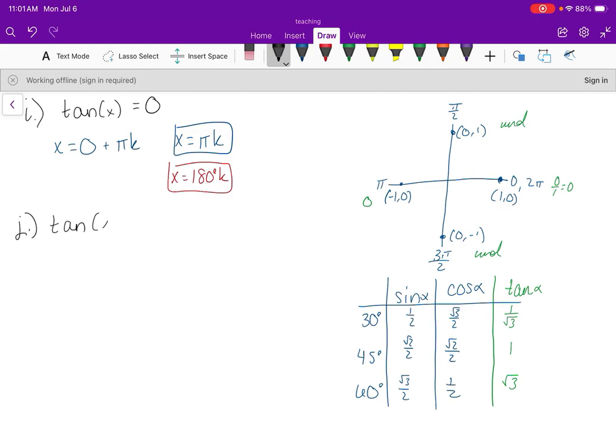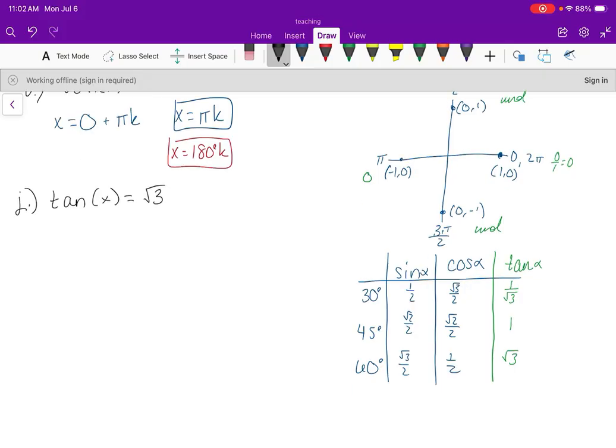Let's do tangent x equals, I'll do a positive and a negative one. So let's do square root of 3. So tangent is square root of 3 at 60 degrees. So my reference here is 60 degrees.